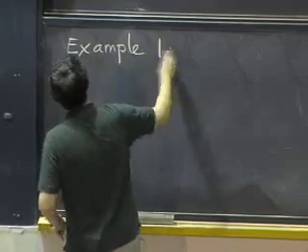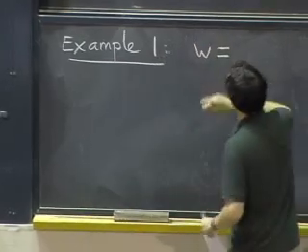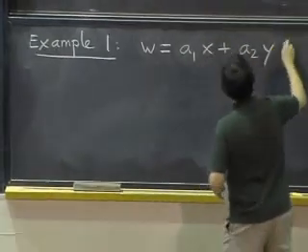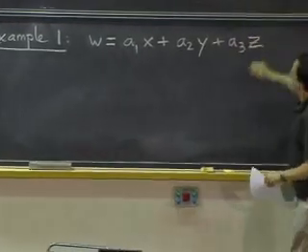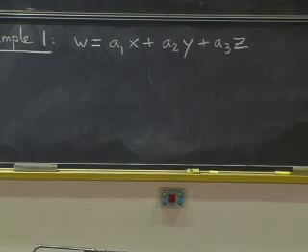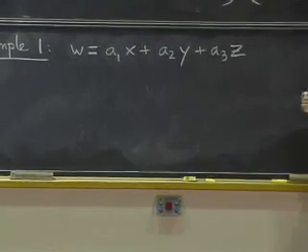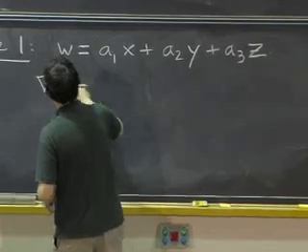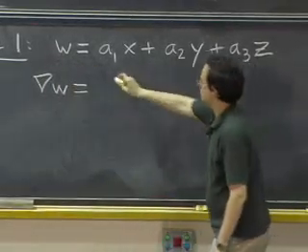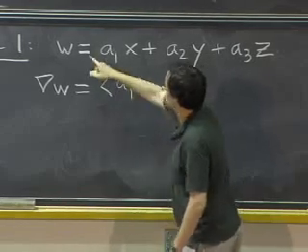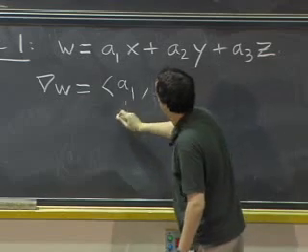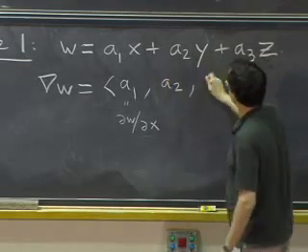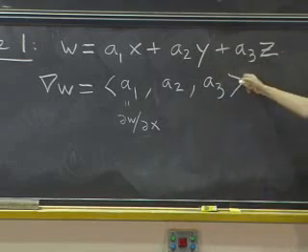So let's do a first example. What's the easiest case? Let's take a linear function of x, y, and z. So I will take w equals a1 x plus a2 y plus a3 z. So what's the gradient of this function? The first component will be a1, that's partial w/partial x. Then a2, that's partial w/partial y, and a3, partial w/partial z.